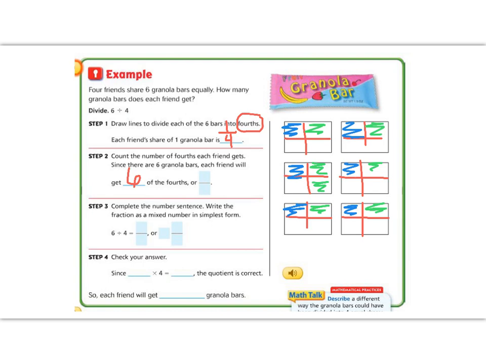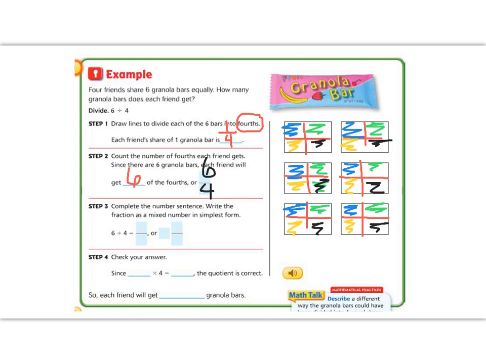Friend number 3 is going to be in yellow, so he gets 1, 2, 3, 4, 5, 6. And I'll do our last friend in black. He gets 1, 2, 3, 4, 5, 6. So every bar that I split up into fourths, each person is going to get 1/4 of it. So each person is going to get 6 pieces of the 4 in the bars.